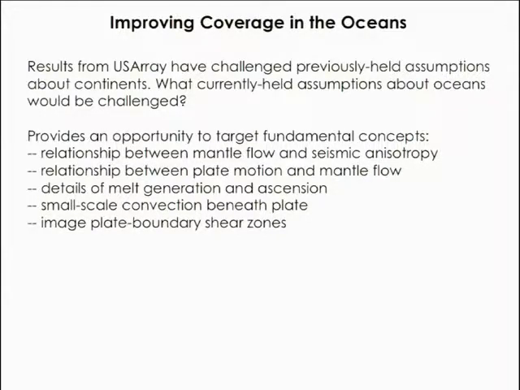And then also recognizing that a new effort in the oceans would allow us an opportunity to target fundamental concepts that have so far been a bit tricky to unravel in continents and subduction zones. So for example, the relationship between mantle flow and seismic anisotropy, or the details of melt generation and ascension, small-scale convection beneath the plate, and other things like that. So I think I'm at my time, and I'll stop there.